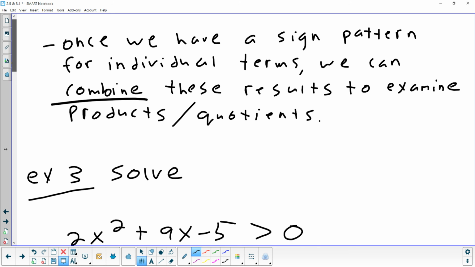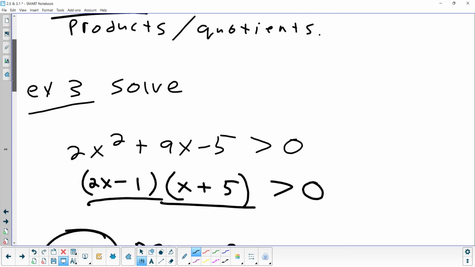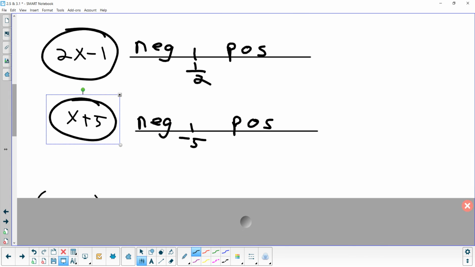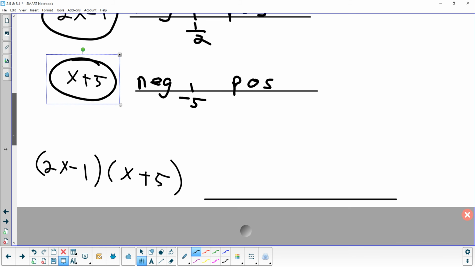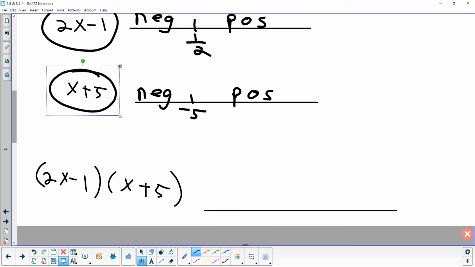So when we combine them into one number line, what you're going to do is mark both roots on the same number line. So you're going to mark the 1/2, and you're going to put a mark at -5. Okay, we'll mark both. Here is the number line that's going to represent both of these combined together. Put a mark at -5. Put a mark at 1/2.